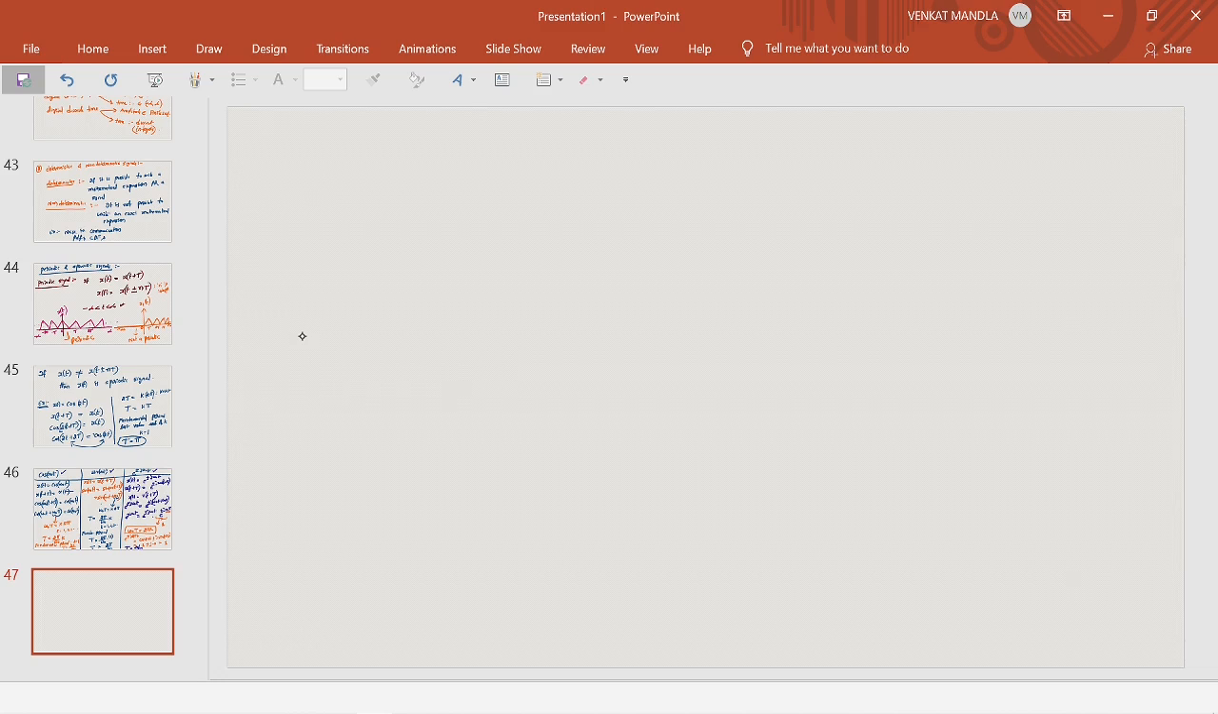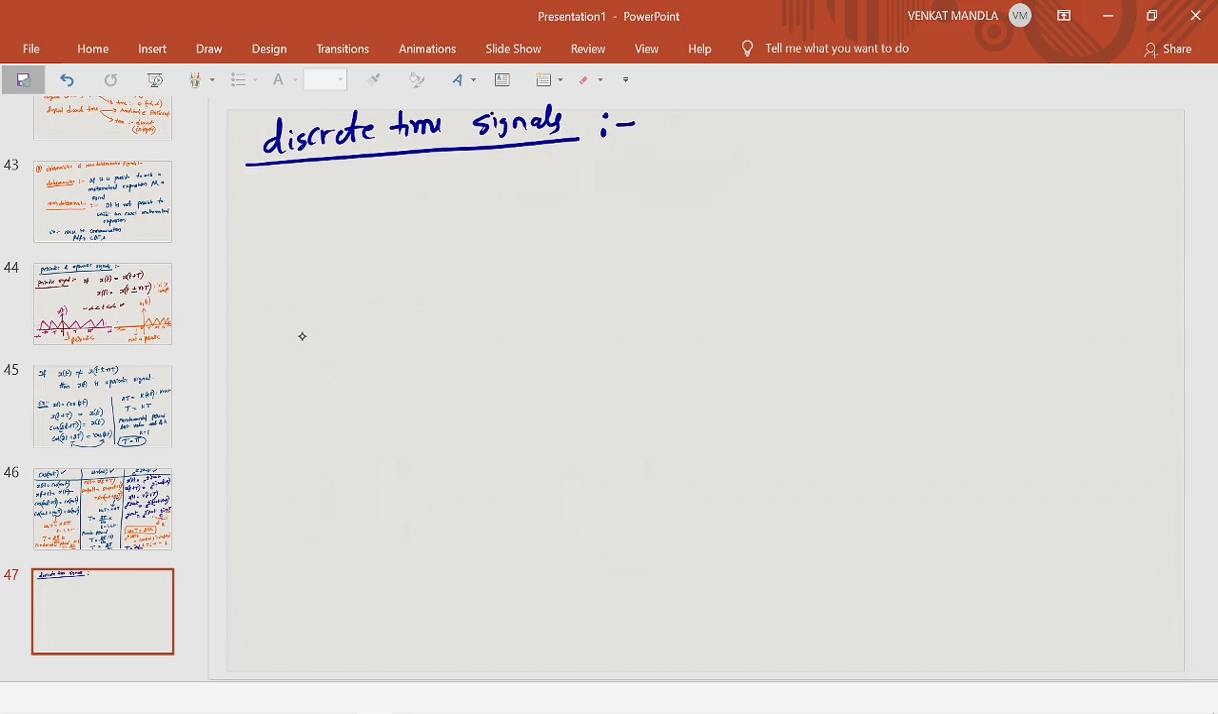Next, suppose discrete time signals. For discrete time signals, x of n equal to x of n plus capital N for all n belonging to minus infinity to plus infinity. It also has to repeat from minus infinity to plus infinity. The fundamental period of the signal is repeated from minus infinity to plus infinity.